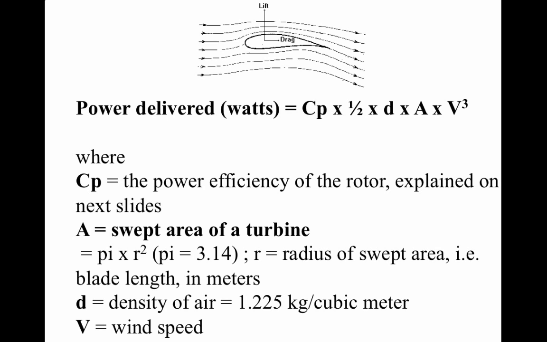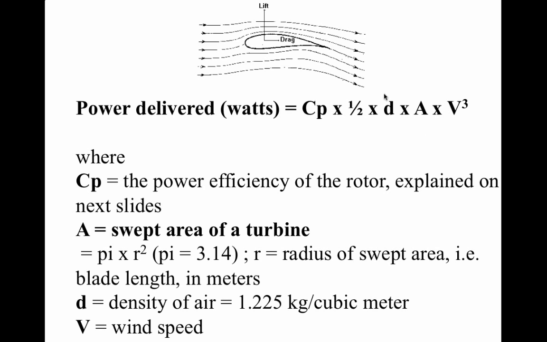And so there are two very important relationships to note here. The area is actually pi times the radius squared. And so the energy available from a wind turbine is related to the blade diameter squared. So if you double the blade diameter, you get 4 times the power. But the energy in the wind is also related to the wind velocity cubed. And in this case, if you double the velocity, you get 8 times the power.